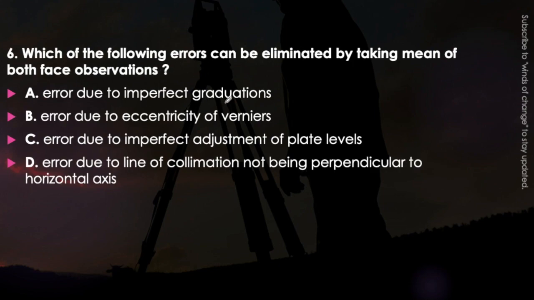Okay, error due to imperfect graduation, error due to eccentricity of verniers, error due to imperfect adjustment of plate level, or error due to collimation not being perpendicular to the horizontal axis. Just think about it. Which of the errors can be eliminated by taking the mean of both face observations? We have already discussed this in the previous question. By taking the mean of both face observations, the error will be eliminated for the line of collimation not being perpendicular to the horizontal axis. So option D will be the correct answer. We have already seen this in the previous question.